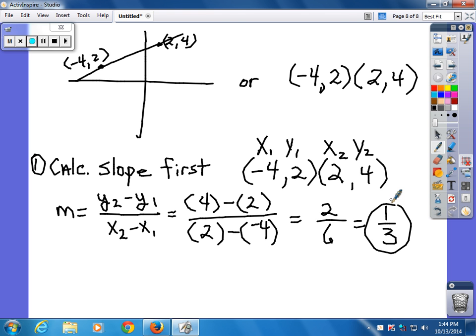So now, part 2, I have a point. Which one am I going to pick? Well, why did I pick 2 and 4? And the slope is equal to what? 1/3. Why did I pick 2 and 4? Why didn't I pick negative 4 and 2?